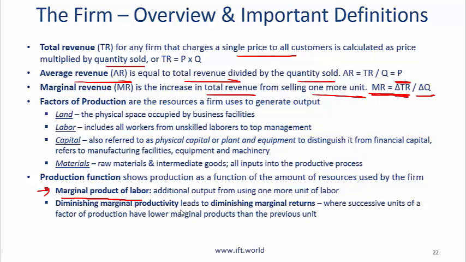Diminishing marginal productivity leads to diminishing marginal returns. What this means is that if you add one more laborer and get 10 more units of output, then your marginal product of labor is 10. But as you keep adding more units of labor, then the output from, say, the next unit of labor will come down to 9, and the output from the next unit might come down to 8. So this is essentially diminishing marginal productivity. A related concept is marginal revenue product, which is saying that as you add one more unit of labor, what's the additional revenue? So this combines the quantity with the price.